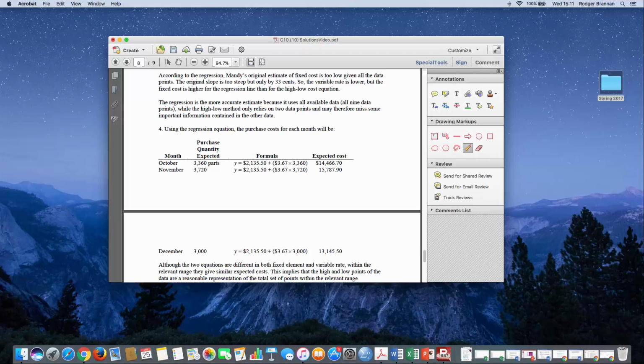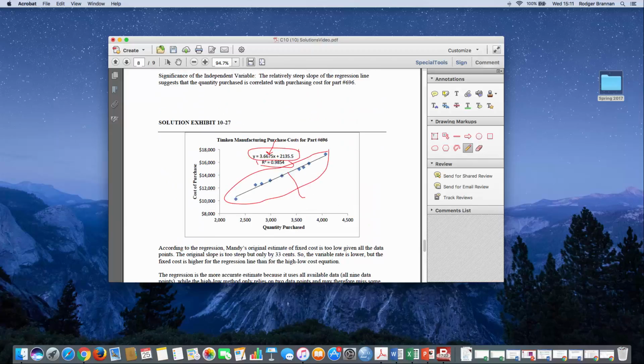Given the numbers they're going to purchase, 3360, 3720, and 3000, and given the fixed cost of the formula we have here, these are my respective costs. Now, I'm not going to do it here, but you could go back and see there's probably only 100, maybe at most $200 difference between what you would get under high-low versus regression. And part of that is simply because you have such a fantastic predictor.